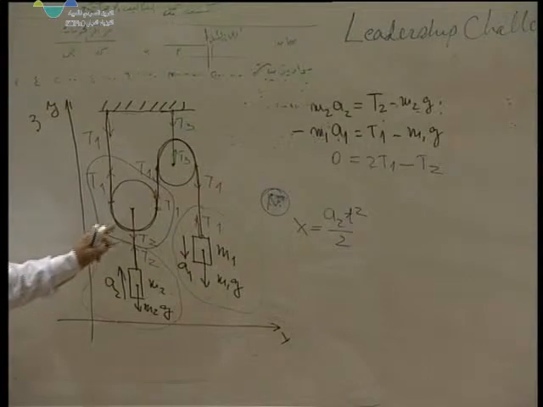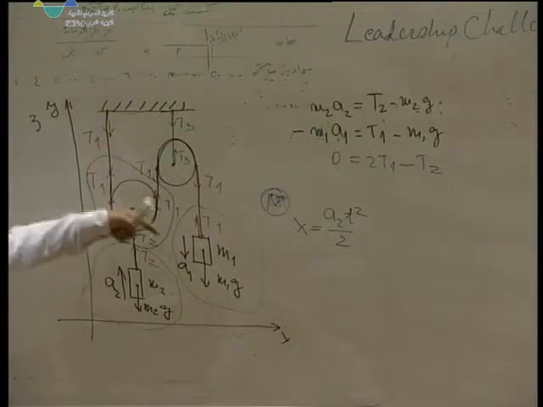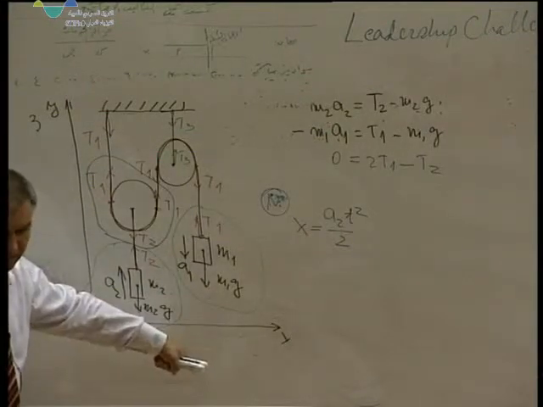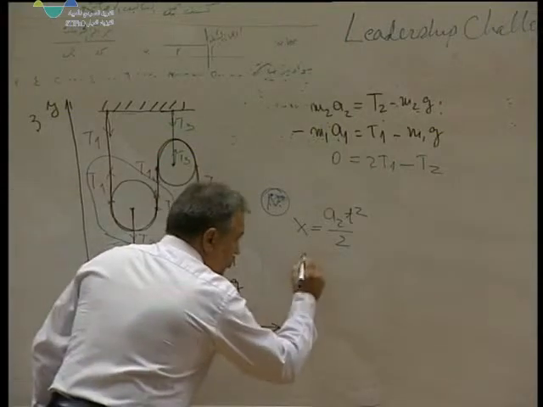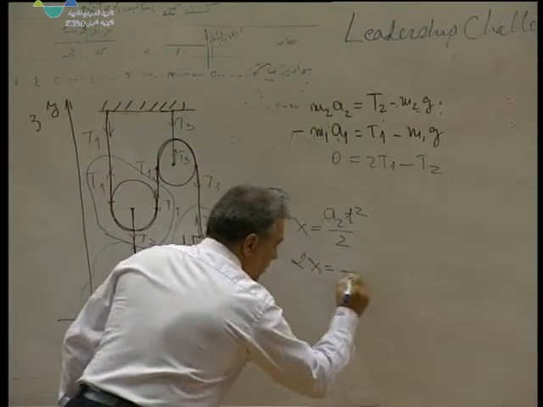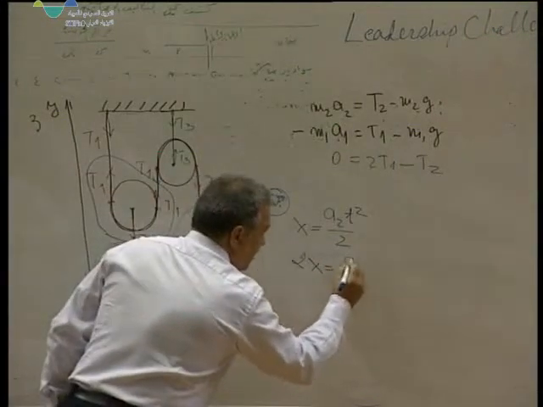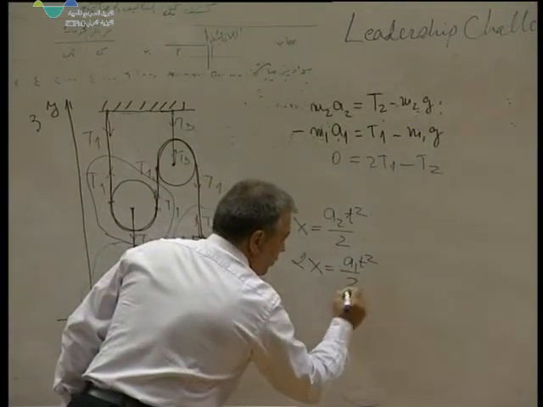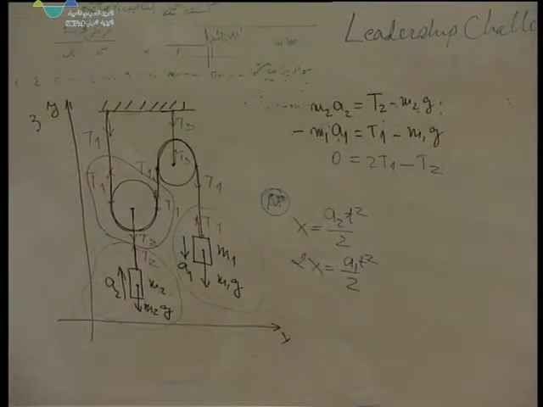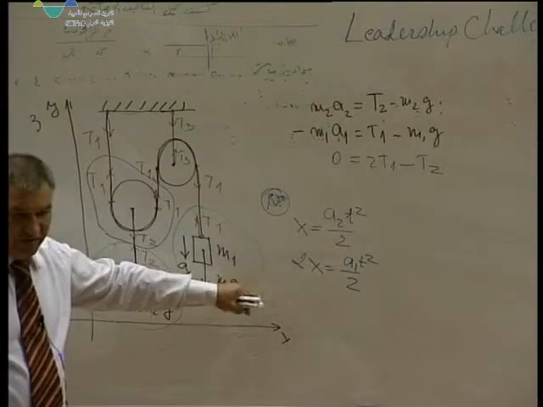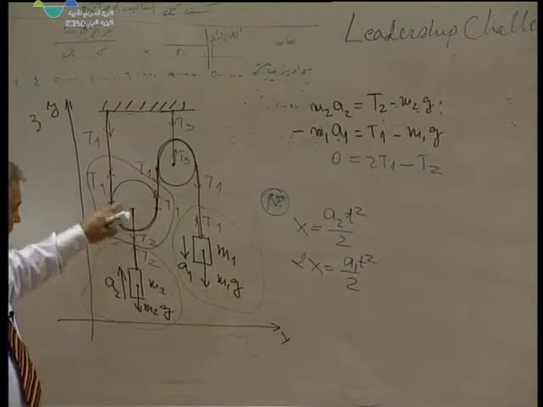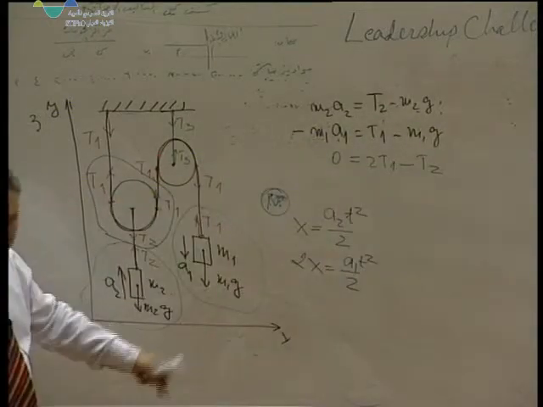So if this is going with X, this is going with 2X. That means 2X is equal, this has acceleration A1, that means A1 T square over 2. This is from the observation. If this goes with X, this should go with 2X.